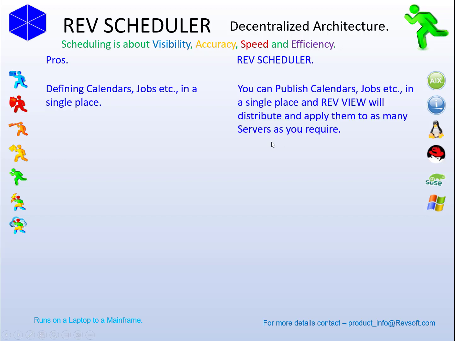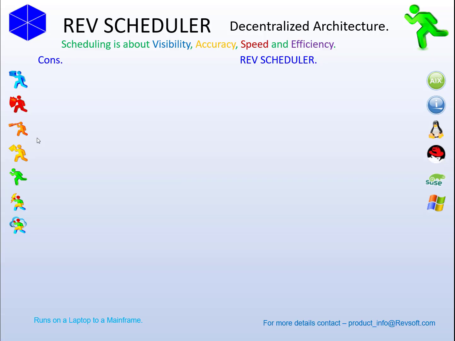So in REV Scheduler, what we did is you can do the same thing using the publishing feature, where you can define the object on a server and then via RevView publish it to as many servers as you require, and whenever you update it, it will automatically be published and applied to the other servers. So we thought that was a great thing. Unfortunately, that was the only pro that we found. Now let's get to the cons.